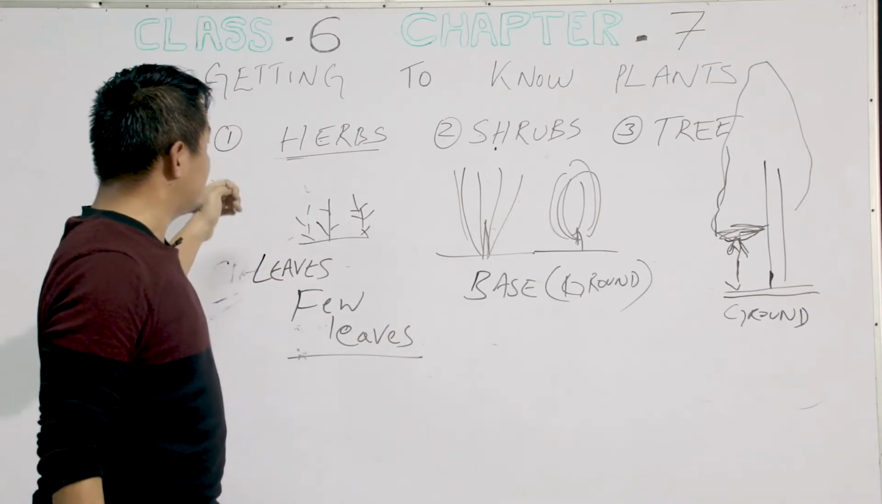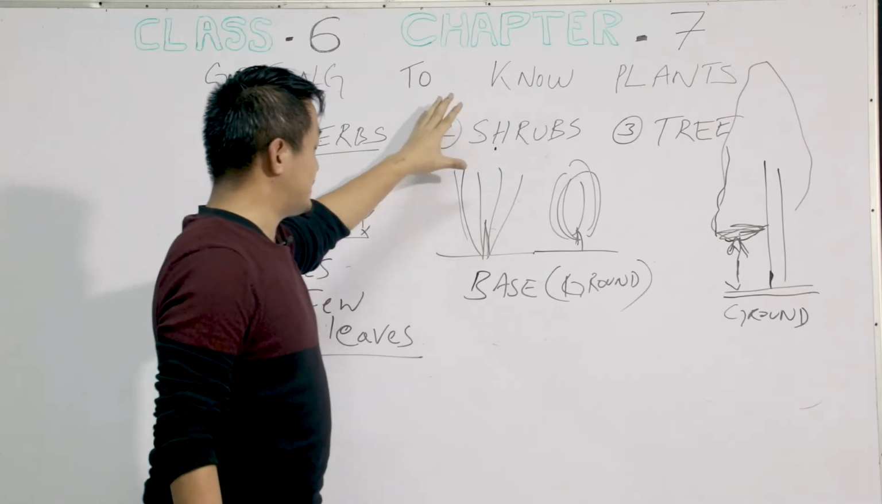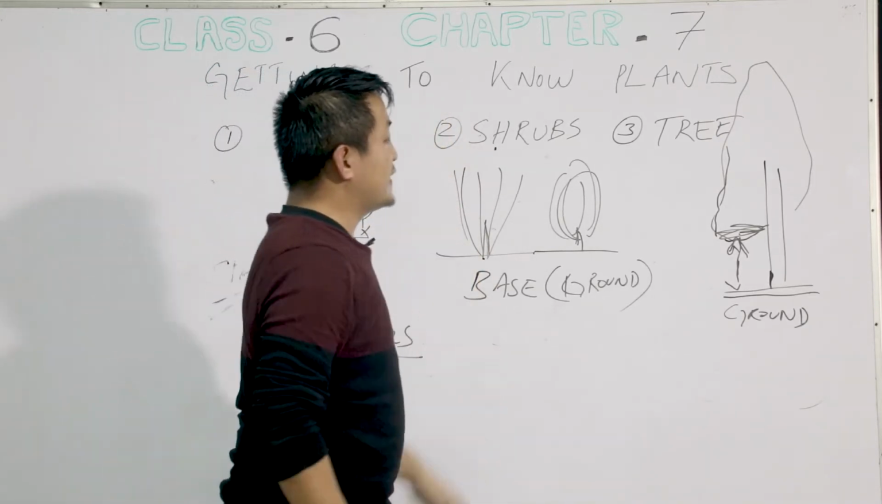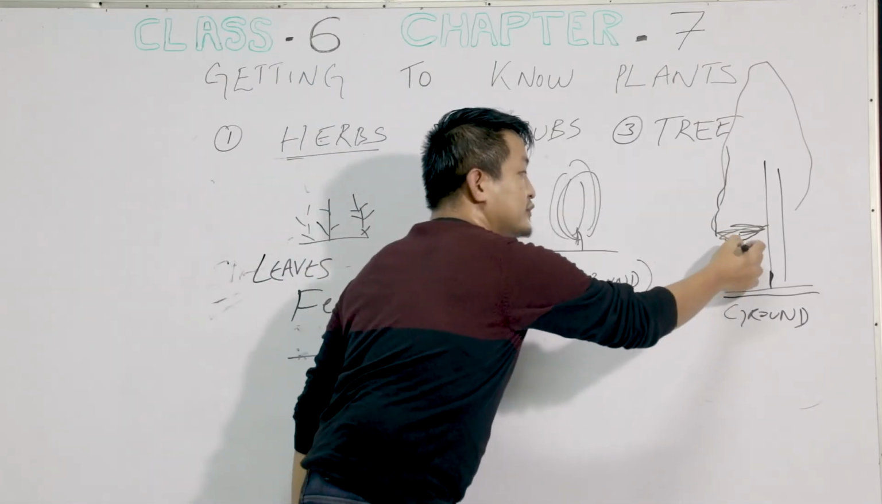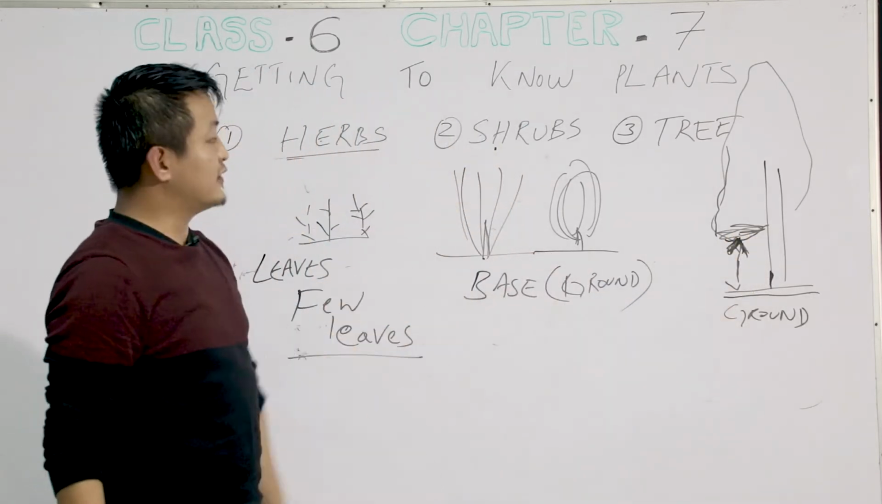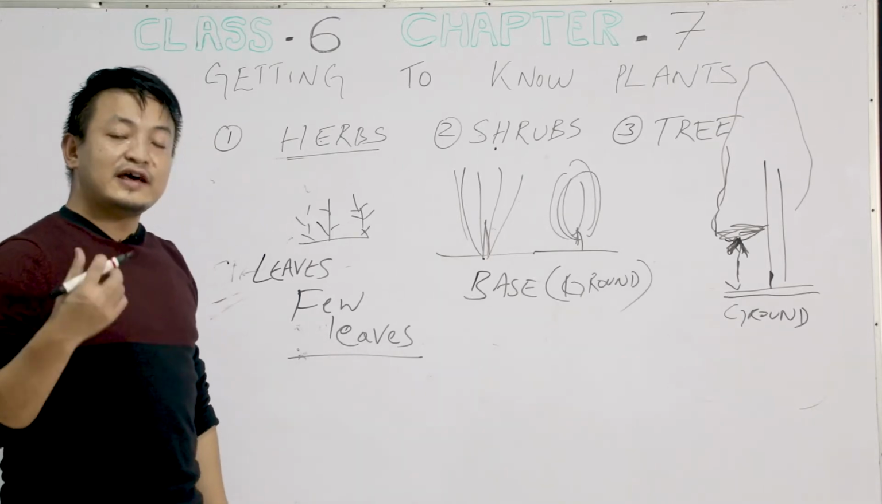So let me repeat again. For herbs, there are few leaves. For shrubs, the leaves develop from the base. And for a tree, the distance between the branch and the ground is way higher than the other two. So keep this in mind. Now, we'll discuss the next topic.